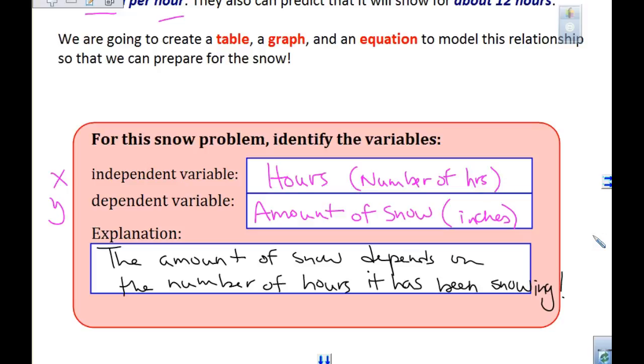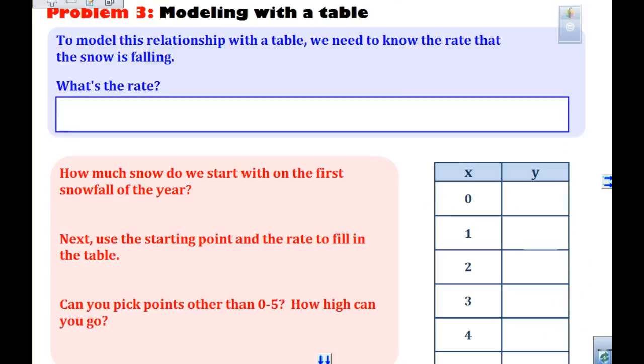So that next one down says, okay, so what is our rate? Some of you are already finishing filling this in and you're looking down at that next one. And it says, to model a relationship with the table, we need to know the rate that the snow is falling. What do we know our rate is? Raise your hand. What do we know our rate is from this problem? How fast is the snow falling? Chris? ½ inch per hour.